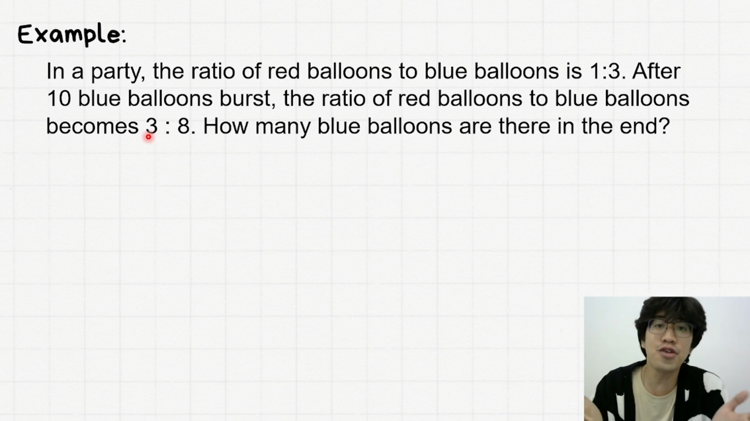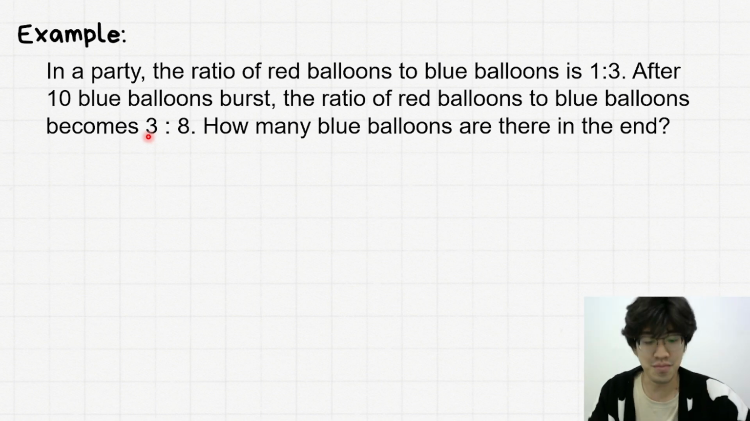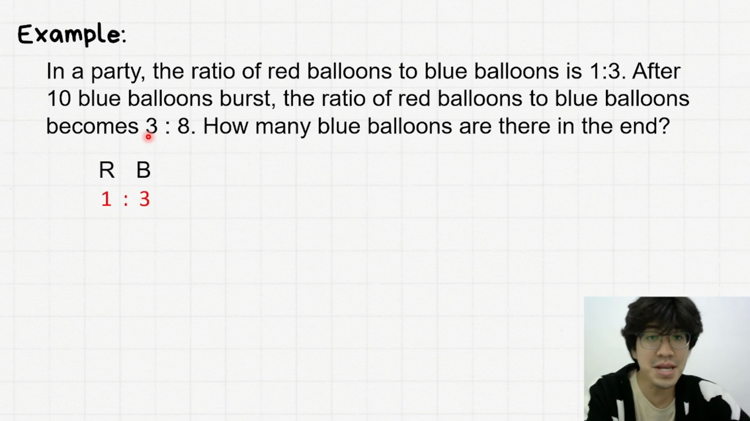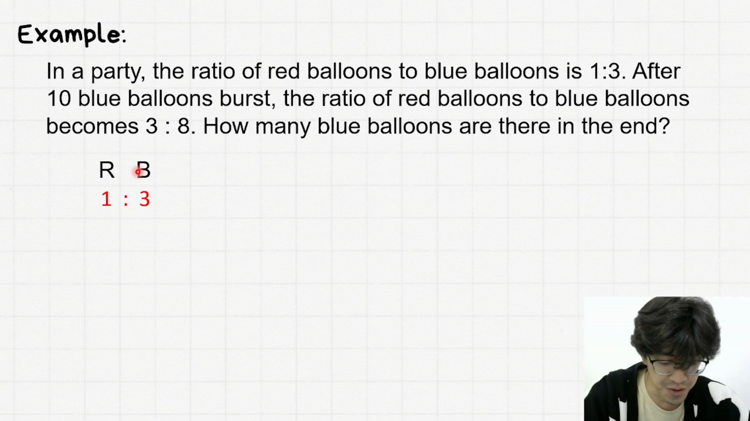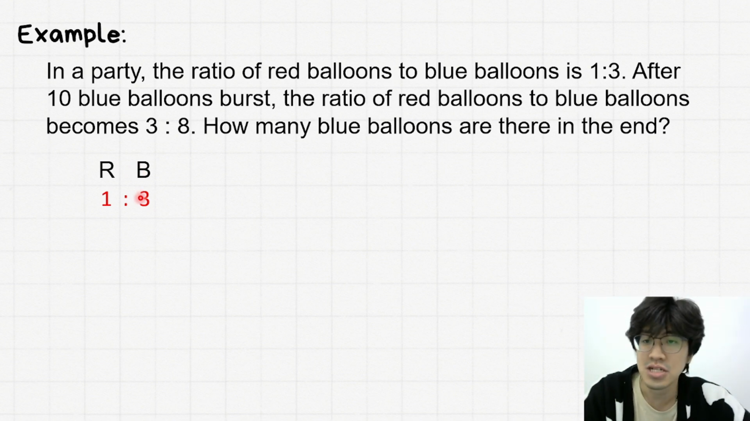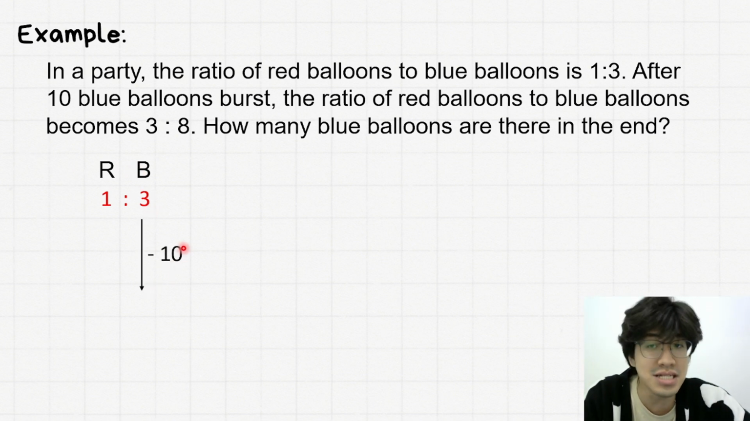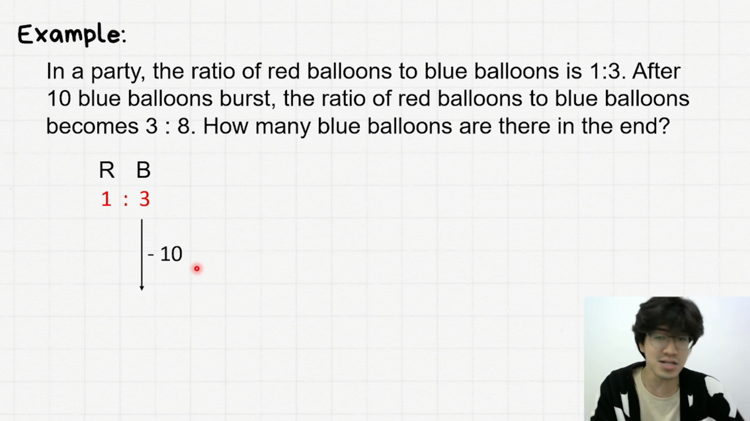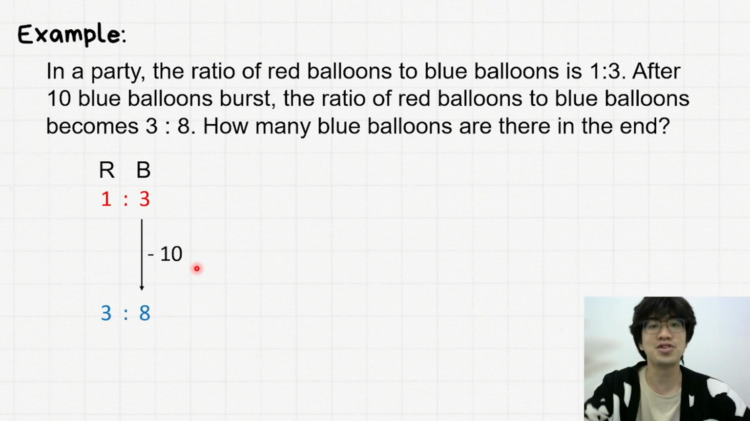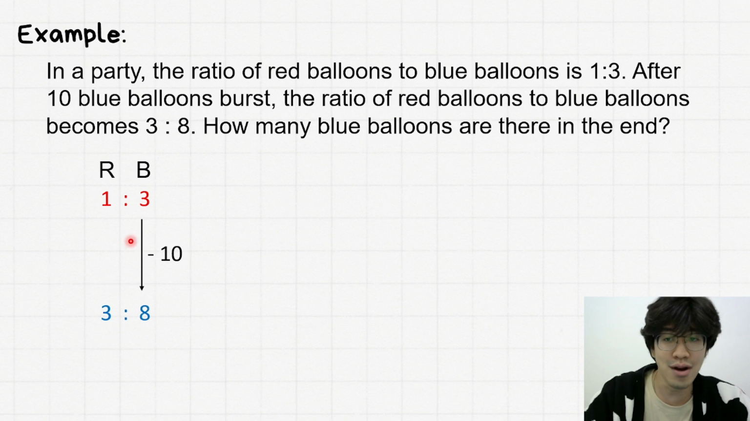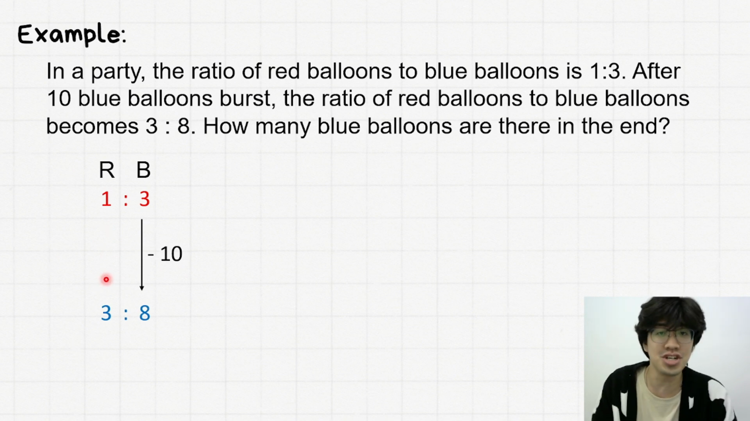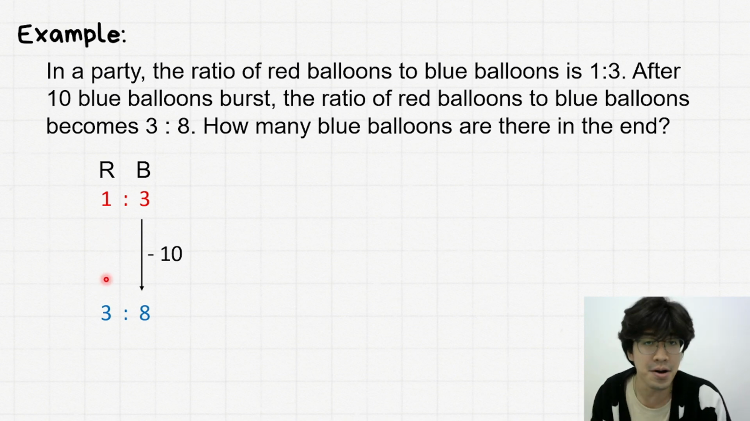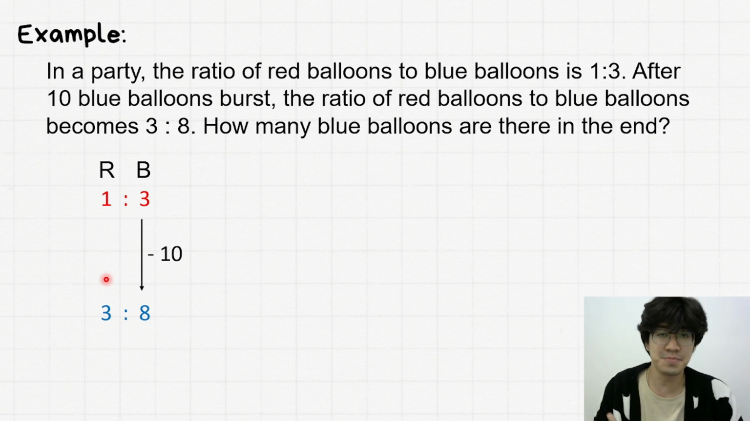Let's quickly write down what we can get from this question. In the beginning we have the ratio 1 to 3, red to blue. After 10 blue balloons burst, I'll draw an arrow and write minus 10 to show that 10 blue balloons burst, and we get a new ratio 3 to 8. There are no arrows for the red balloons because there's no change in the number of red balloons. How can we visualize this better?